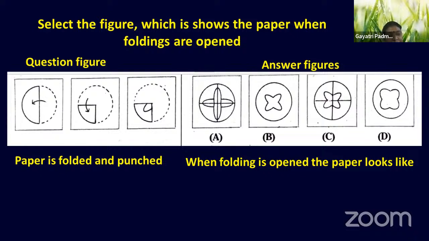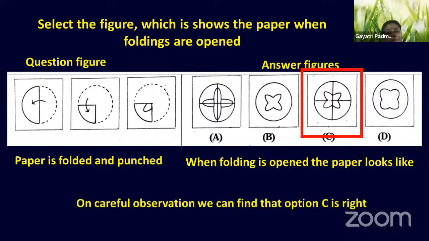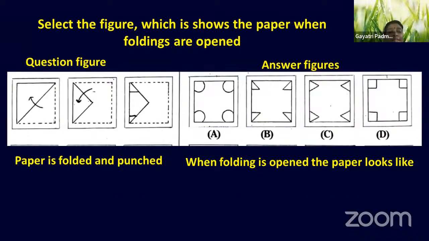Yes, I'm sure it's very thrilling, isn't it? Because two figures would look like same in this. All right, let's see. Yes, it is option C. So on careful observation, we can find that option C is right. All right, see the next question.